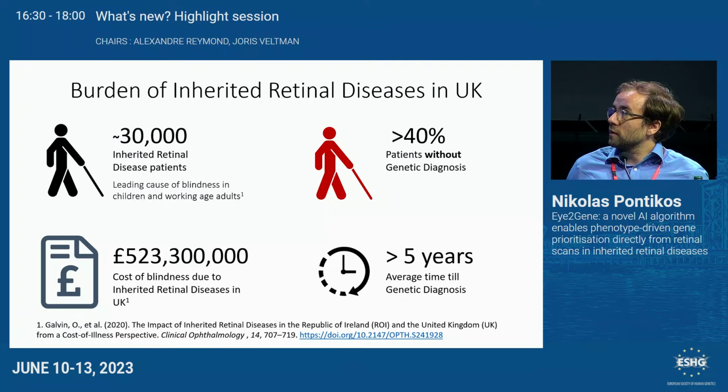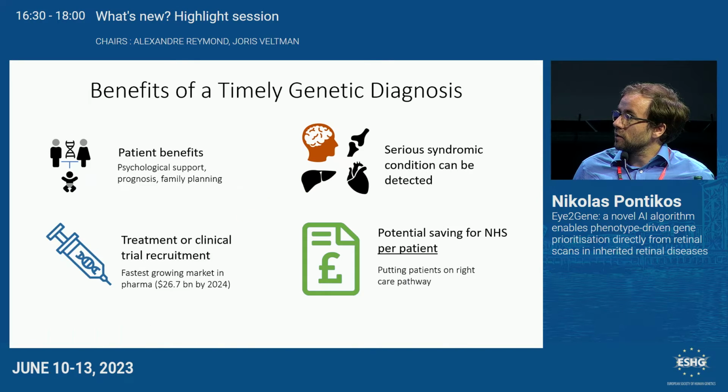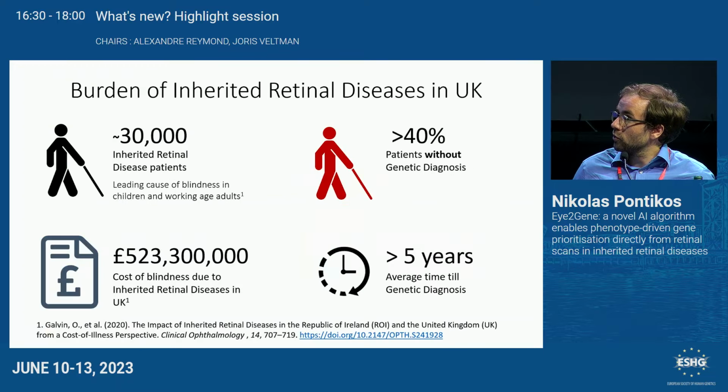For people who haven't heard about inherited retinal diseases, there's quite a few people in the UK who are affected by this, and actually they're a leading cause of blindness in the working age population. Over 40% of the patients remain undiagnosed, and it's significant. There's a significant health economic burden for the UK, because this is a lifelong condition, and it can take a very long time for patients to get a diagnosis.